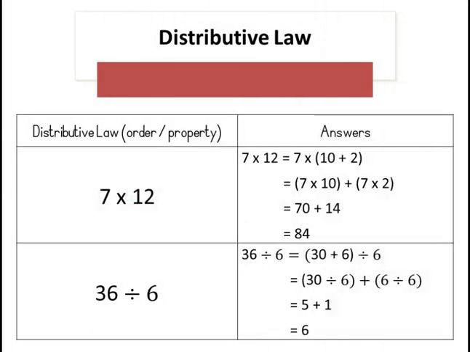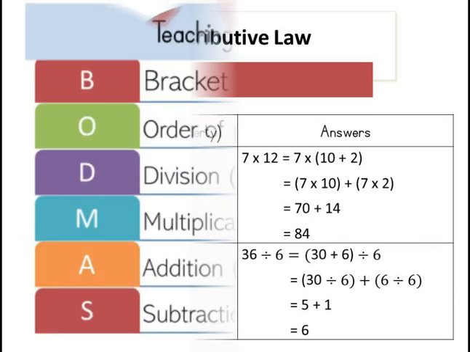The distributive law can be explained as follows. Multiplication is distributive to the left and to the right over addition. Multiplication is also distributive over subtraction. Division is also distributive over addition and subtraction.